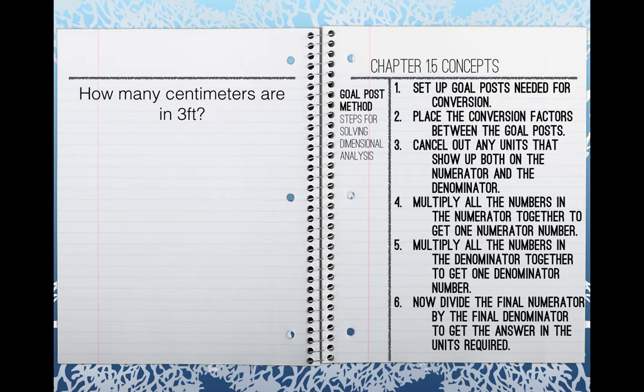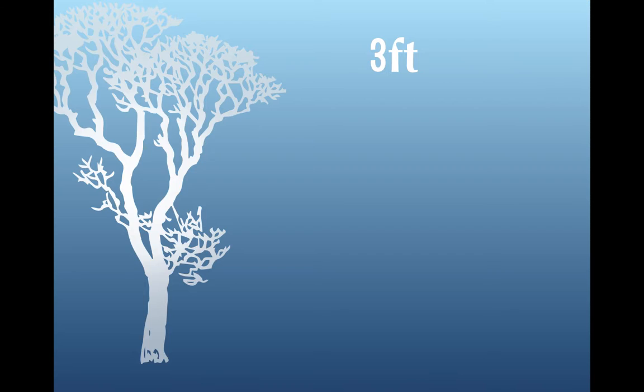And so on my screen right now, you see two things. On the right-hand side, you see our steps for the goalpost method. On the left-hand side, you see our question that we're going to be answering. How many centimeters are in 3 feet? And so, to answer this, we are going to go through the goalpost method. But before we do that, we're going to talk about some basic math.